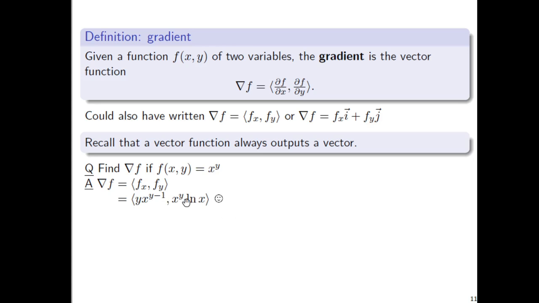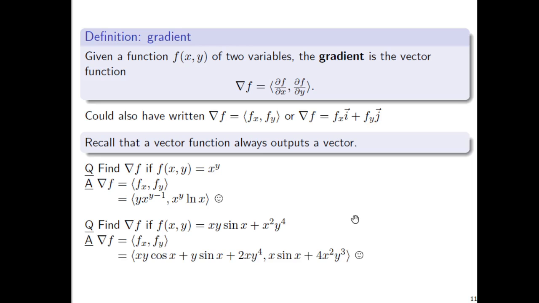That's the gradient of f, right? It's basically just a listing of all of the partial derivatives in order, right? So partial with respect to x, partial with respect to y. So let's do this again. Find the gradient of the function xy sine of x plus x squared y to the 4th. And so same deal. We need to take a derivative with respect to x, and that's going to be the first component. It's kind of long here.